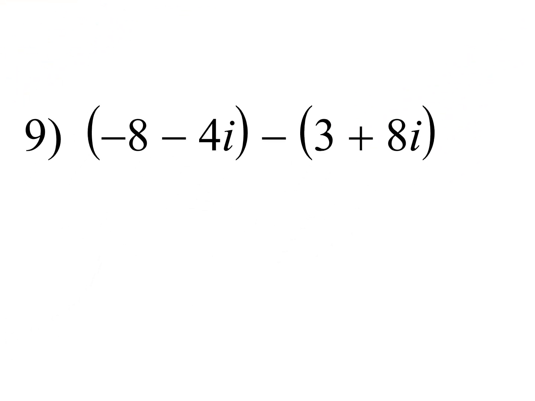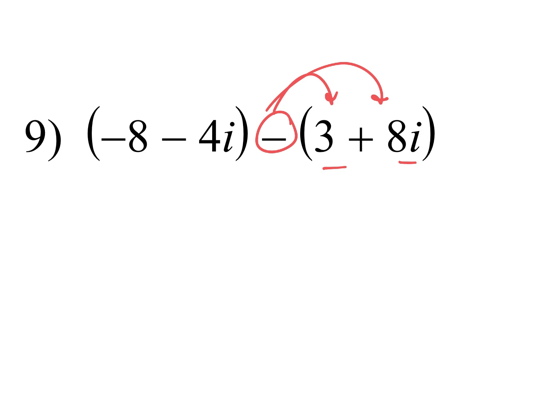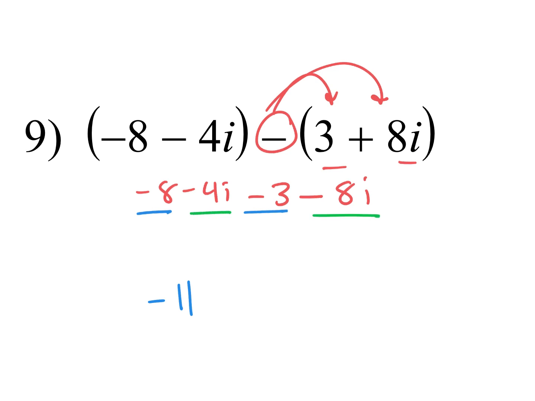All right, number 9. What does the minus get distributed to? The 3 and the 8, because it's touching the parentheses for both of these. So it'll be negative 8 minus 4i minus 3 minus 8i. What are my real numbers? Negative 8 minus 3, negative 11. And what are my imaginary numbers? Negative 4i minus 8i, negative 12i. Awesome. Any questions here?